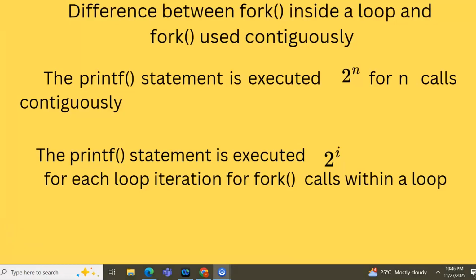In both these two cases, the total number of child processes created is 2 to the power of n minus 1. So that is the same in both these two cases. But when you want to find the number of times the printf statement is executed, that is 2 to the power of n for n calls of fork system call contiguously or continuously. But the printf statement is executed 2 to the power of i for each loop iteration for fork calls within a loop. So we have to read the question very carefully and answer accordingly.